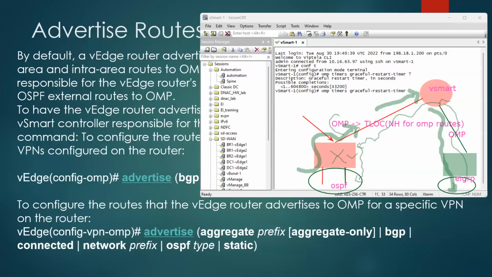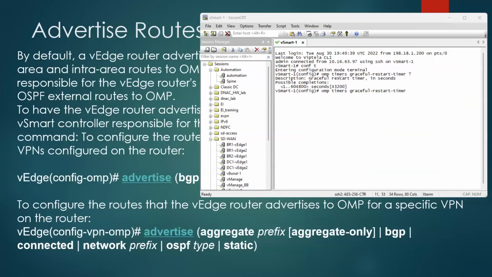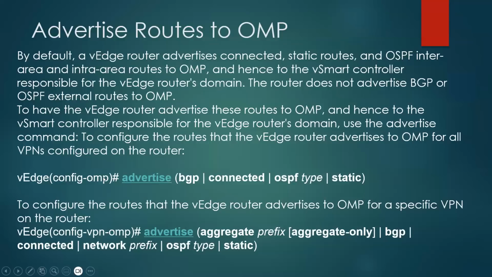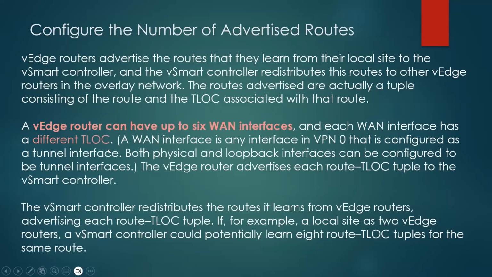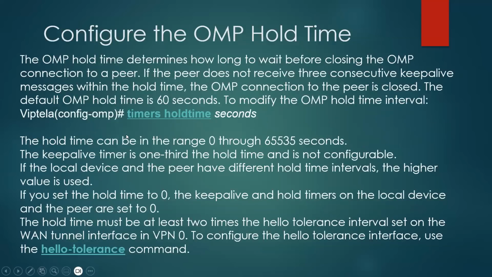The redistribution keyword in OMP is advertise. But in OSPF, from our Cisco knowledge, we know that within OSPF you have to redistribute OMP, and within OMP you have to advertise OSPF. Like that you have to do it. So the redistribution part here is actually easy. You can go to OMP and advertise BGP, connected, OSPF. We can go to the VPN OMP and also advertise. It's easy and straightforward. Likewise, you can go to OSPF and advertise in the other direction.